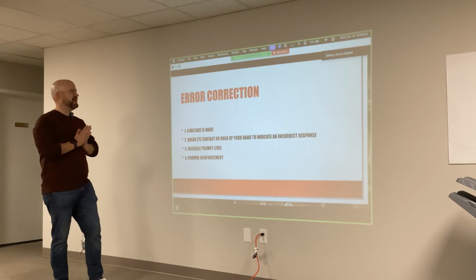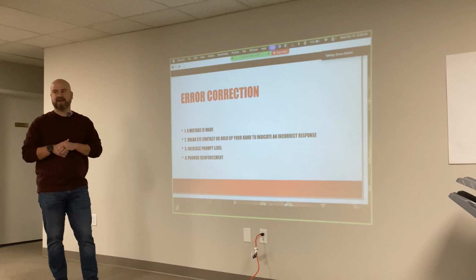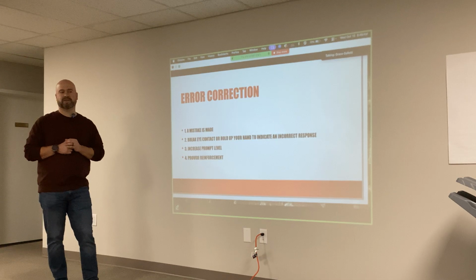That is just one of the many error correction procedures we can use and implement. But think about how after a mistake is made, we wait 3 to 5 seconds and then increase the level of prompting so the learner is successful on the second attempt, so that we can lead the learner to reinforcement. So that's just an error correction procedure to think about if a mistake is made when you're using prompts.